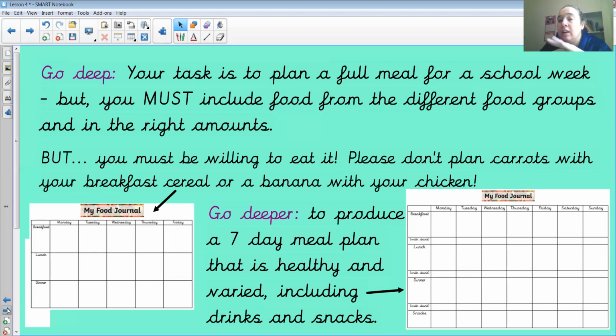And that's fine, as long as we're making sure we're still being healthy. It actually helps it to be a little bit varied, in fact. If you're having hot dinners at school, that's probably even better. It's more varied, isn't it, really? So I want you to plan your own meals. And on the Go Deeper, you can even include some snacks and some drinks that you might have with your meals or in between your meals.